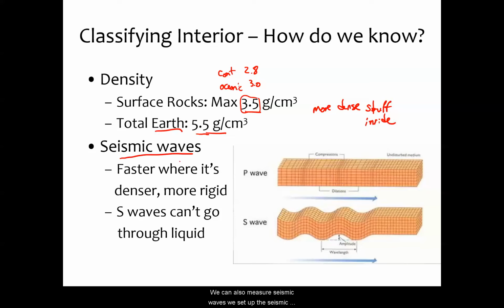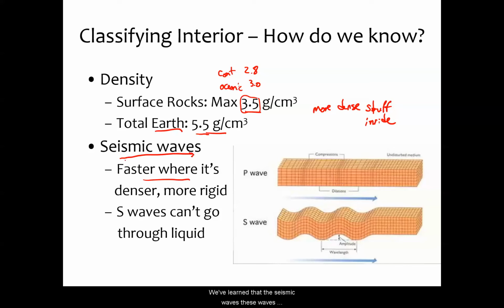Now, we can also measure seismic waves. We've set up these seismic detection stations across Earth. Today, they help us detect where earthquakes occur and how far away those earthquakes are. They were actually set up originally so that we could figure out when other countries were setting off atomic bombs. But today, we mostly use them to study earthquakes.